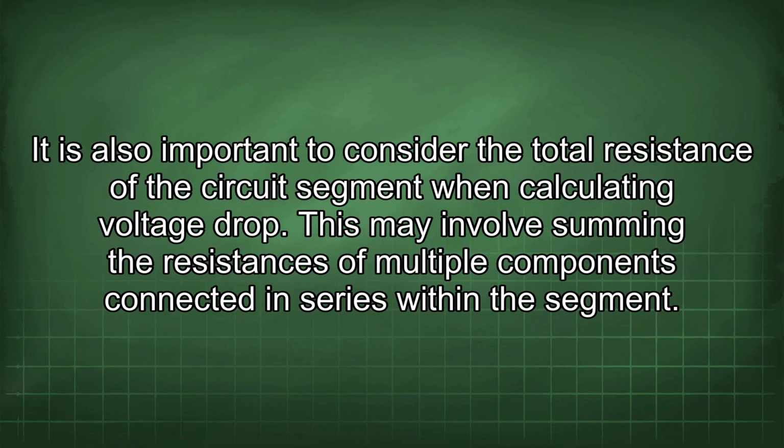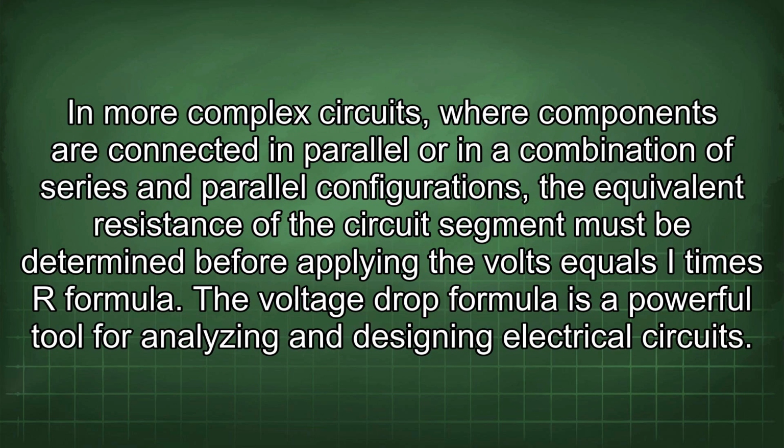It is also important to consider the total resistance of the circuit segment when calculating voltage drop. This may involve summing the resistances of multiple components connected in series within the segment. In more complex circuits where components are connected in parallel or in a combination of series and parallel configurations, the equivalent resistance of the circuit segment must be determined before applying the V equals I times R formula.